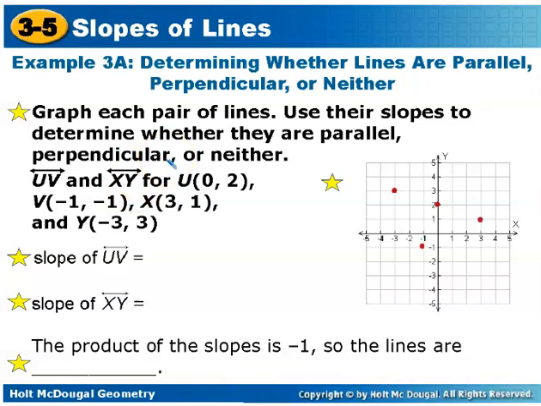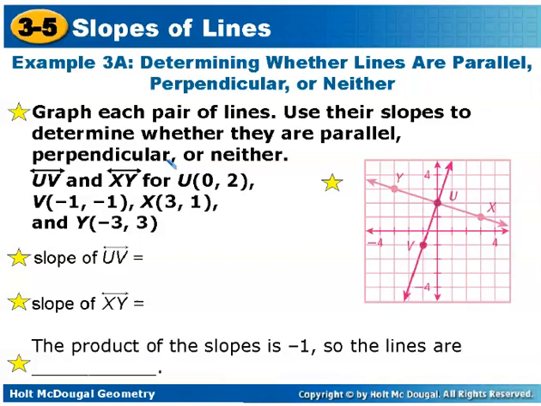So the first thing I think we should do is go ahead and plot those points. Okay, plot and label your points. Then we'll go ahead and draw the lines. So here's what you should have. You should have y, u on the vertical axis, x over here to the side, and v down here in quadrant 3.